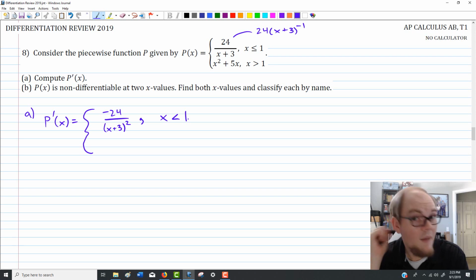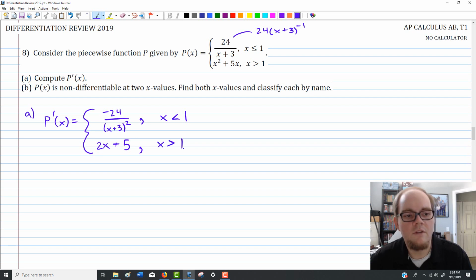Again, we don't know exactly what's happening at 1, so I'm going to play it a little more carefully here, although I'm not going to judge you for that when you actually take a test or quiz on this topic. And then for the second function, the bottom half or the right half, we have x squared, whose derivative is 2x, and we have 5x, whose derivative is 5. So for the moment, there's our derivative. We could check to see if it's differentiable at that point, but we're about to do that anyway.